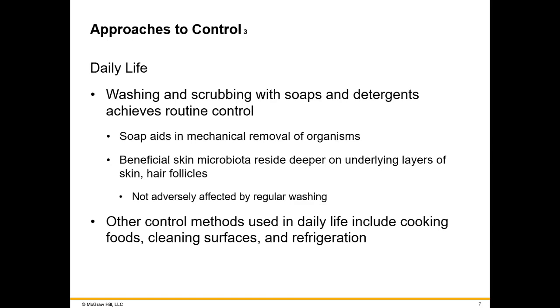Other methods that we use in our daily life, things like cooking the food, in addition, of course, to make it more appealing for eating. Example, if you're cooking meat, cooked meat would be more appealing to eat than raw meat. Cleaning surfaces, kitchen counters, bathroom counters, etc., as well as refrigeration, as we mentioned earlier.